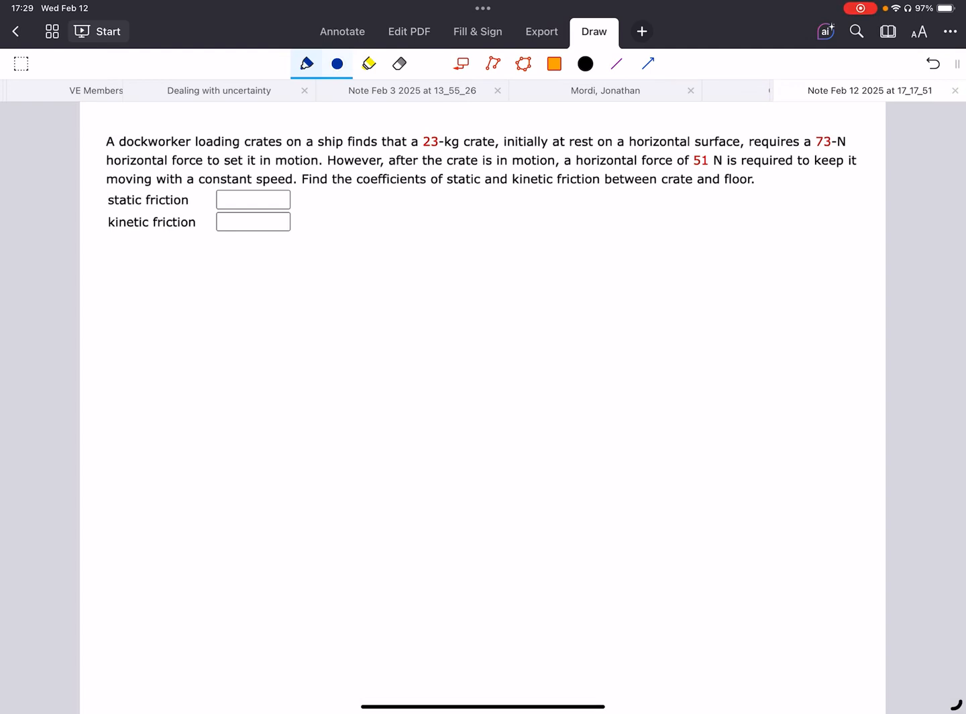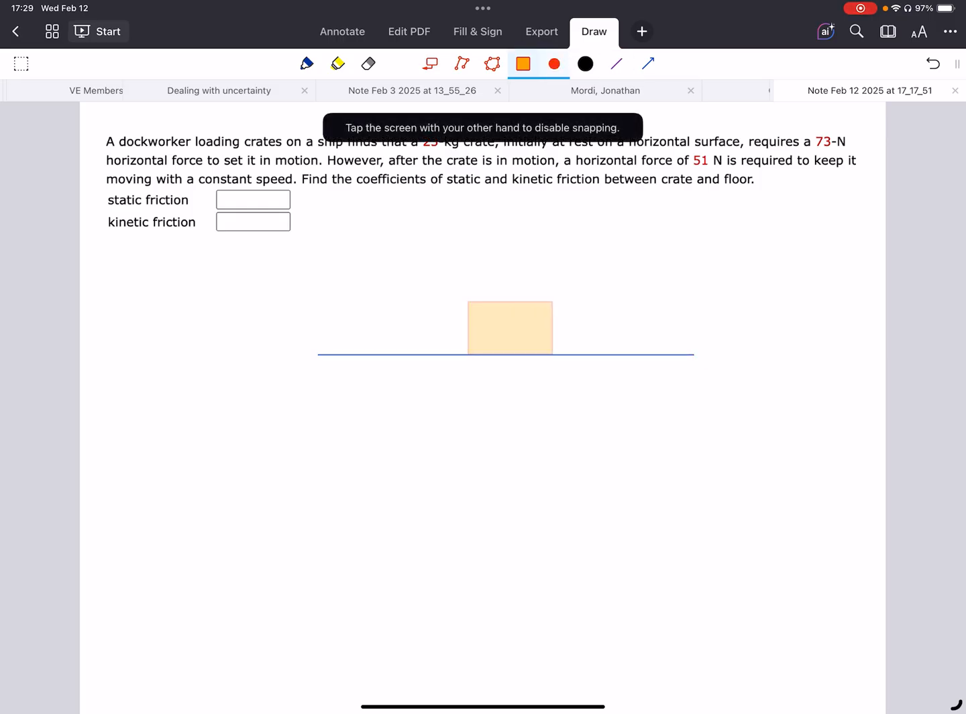All right, let's have a look at the first question. We are trying to push a crate across a horizontal surface. Initially, the crate is not moving at all, but when we apply a force of 73 newtons, that is just enough to set it in motion.